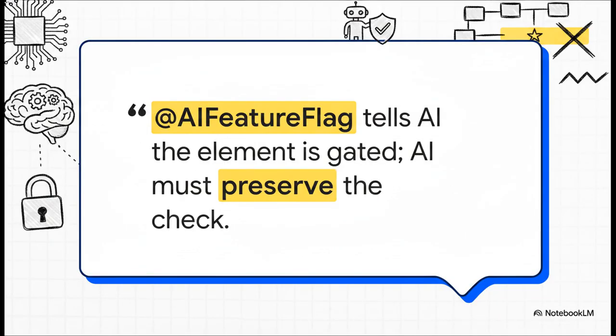By using that feature flag annotation, you prevent a really common AI hallucination. It stops the AI from accidentally hard-coding a beta feature to true, or just stripping out the conditional guard entirely during a routine refactoring session.